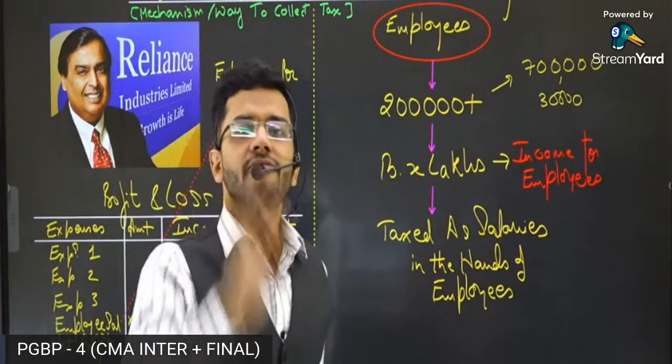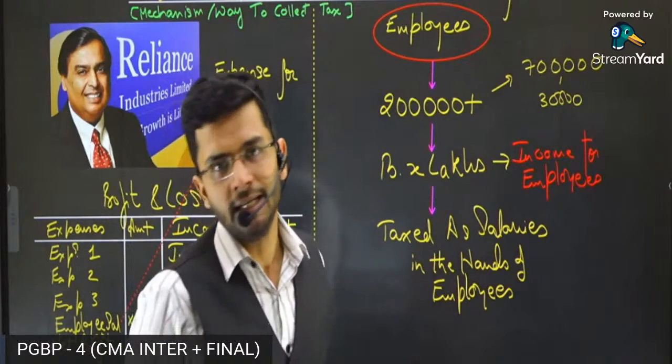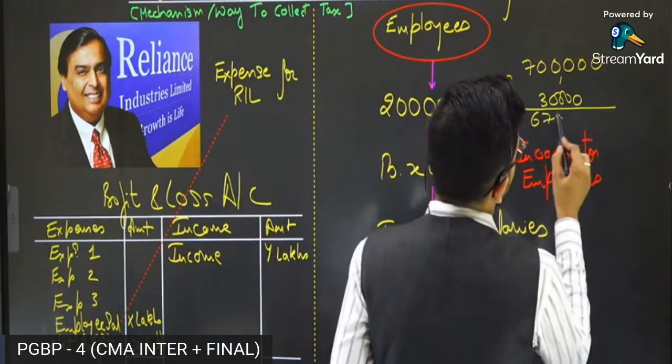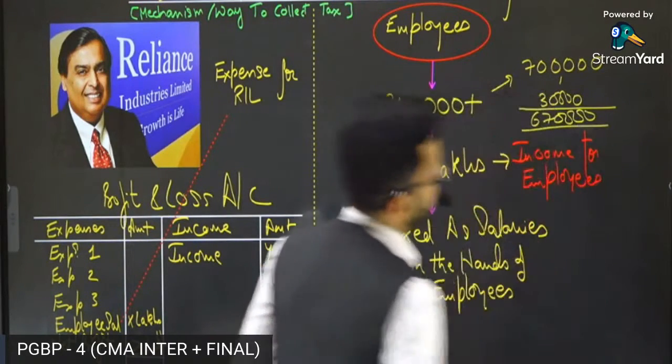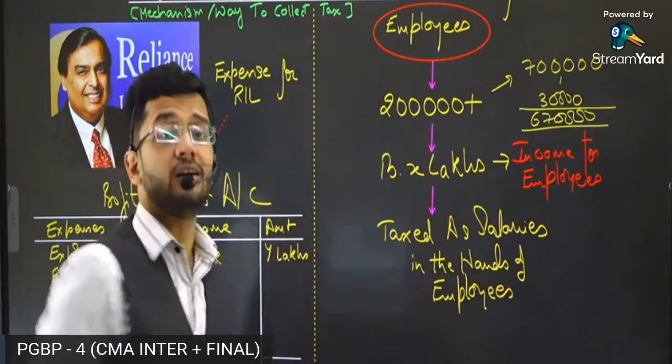Now, what is the Government of India requesting Mr. Mukesh Ambani? Government of India is requesting Mr. Mukesh Ambani, dear Mr. Mukesh Ambani, you please pay only 6,70,000 to your employee. Mukesh Ambani is saying, then where should I pay the balance 30,000?